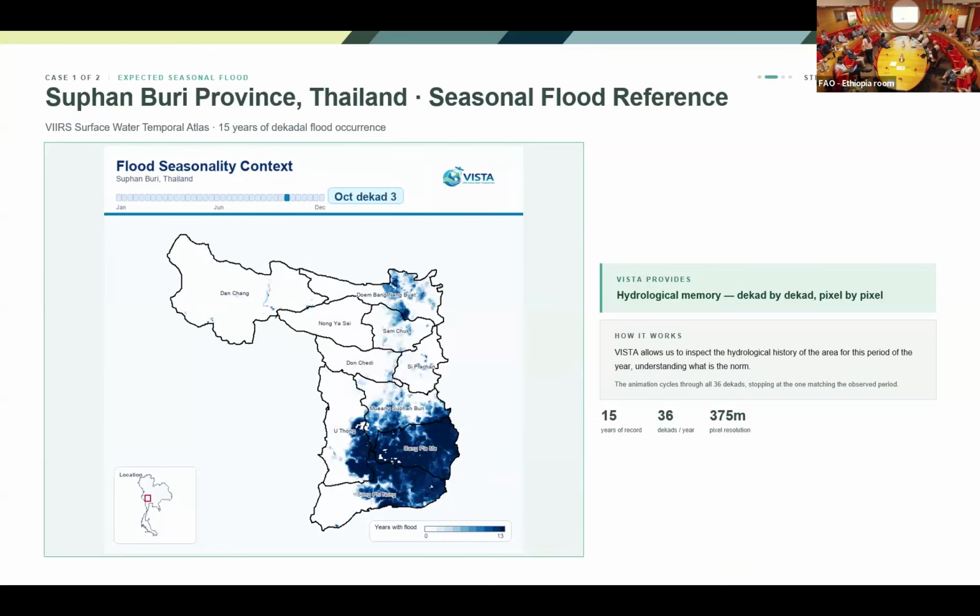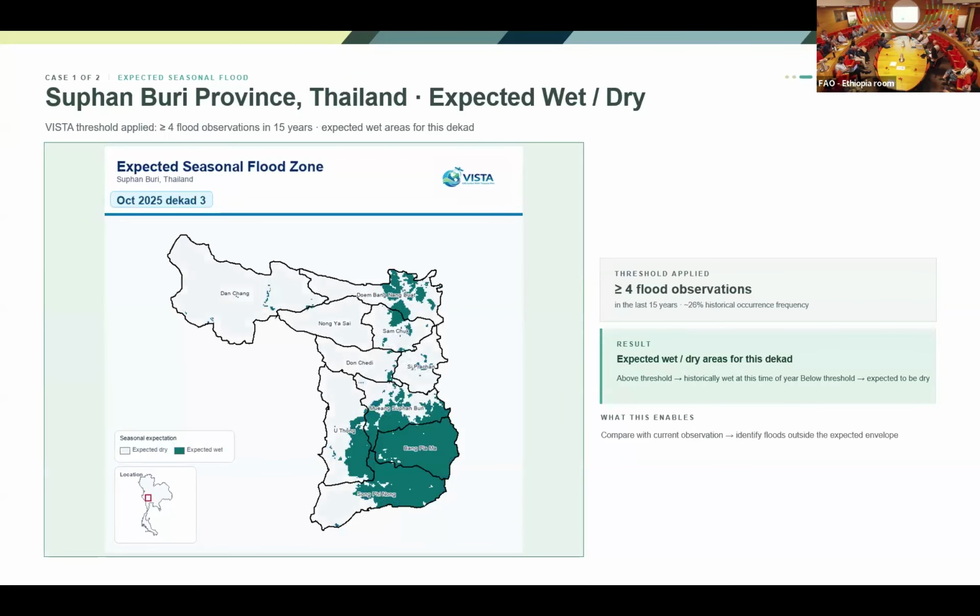And we see that pixels range from 0, always dry in the last 15 years, to 13, meaning almost always wet in the last 15 years. And we are excluding permanent waters here. So as a user, you would probably set a threshold to extract the pixels that are expected to be wet in the third decade of October based on the last 15 years of observations.